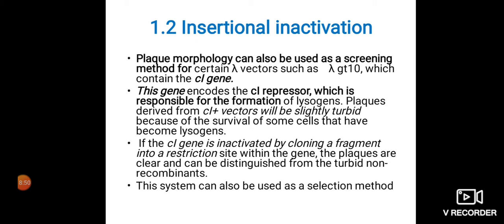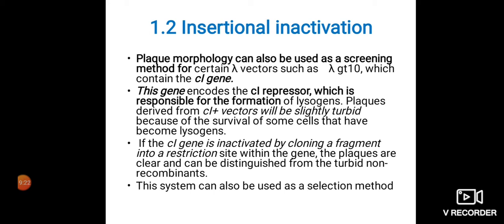For example, in the case of lambda gt10, one of the replacement vectors of lambda, it contains a gene called the cI gene. This gene encodes a protein called the cI repressor, which is responsible for the formation of lysogens. You know lytic and lysogenic. Lytic is the phase in which the cells are going to be killed. Lysogeny is a phase in which the cells are not going to be killed.